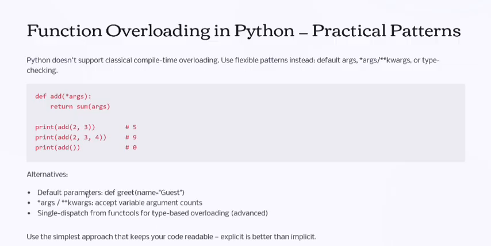Overloading using arguments. It allows a function to accept multiple number of arguments. For example, add 2 comma 3, output will be 5, and add 2, 3, 4, the output will be 9. The function works with different numbers of inputs.